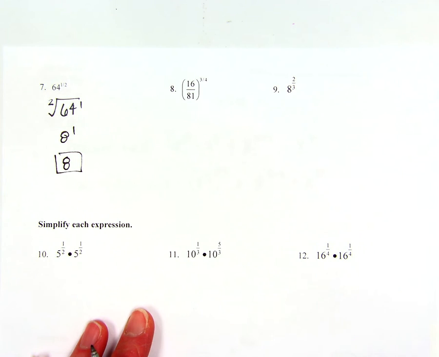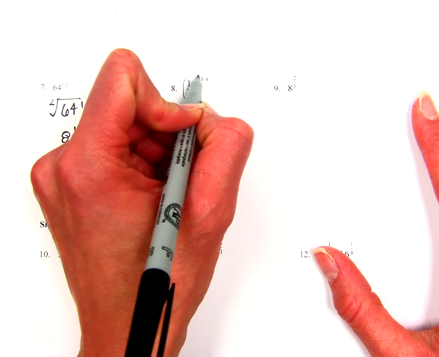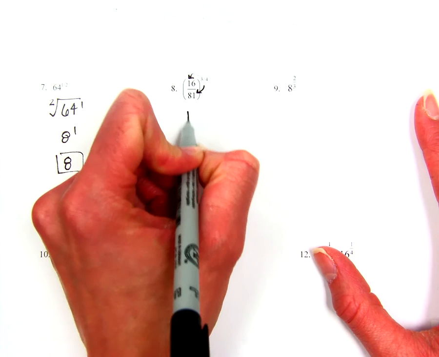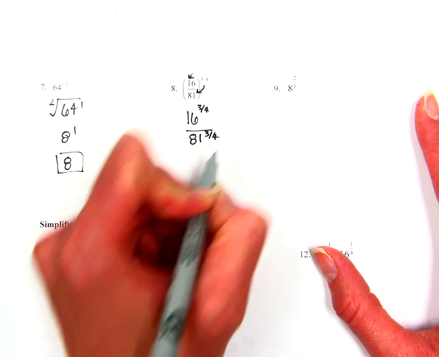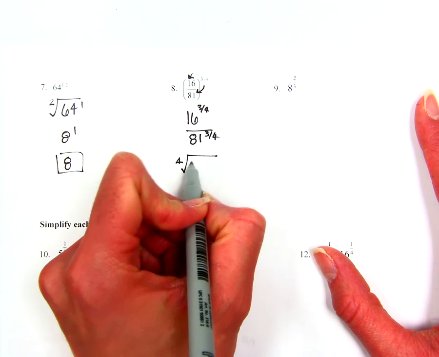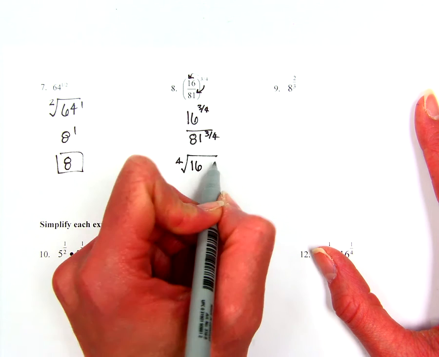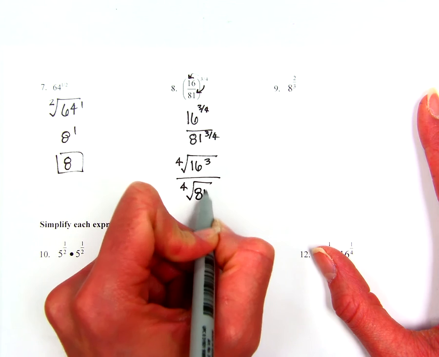All right, so some of these simplify really nicely. Other times you have a lot of stuff left over. All right, so this means that each thing inside the fraction is raised to the 3/4 power. So I'm going to convert these into radicals because I think it makes a little more sense to see it in this format. So I have a denominator of 4. It's the 4th root of 16 cubed and the 4th root of 81 cubed.